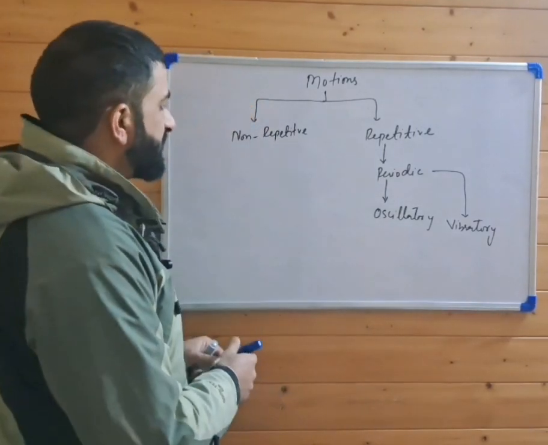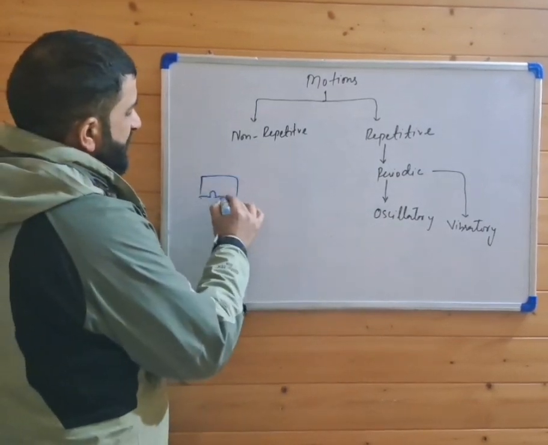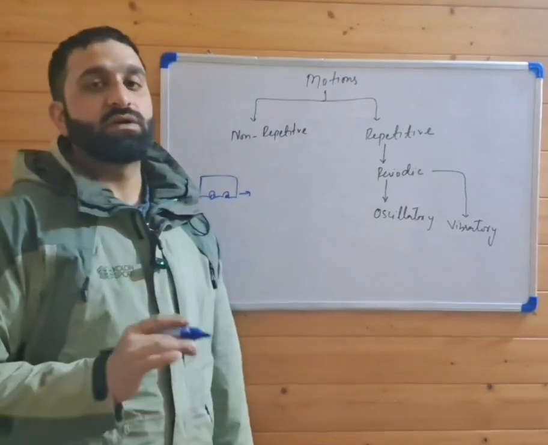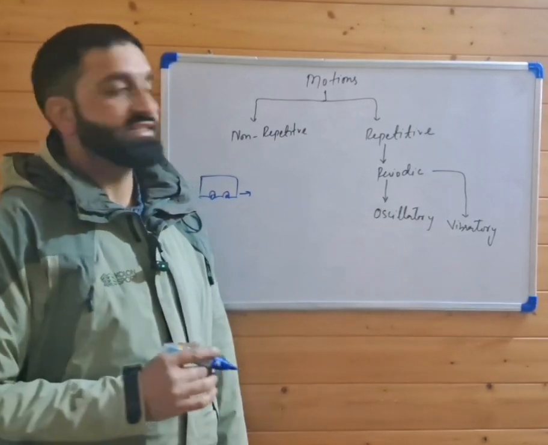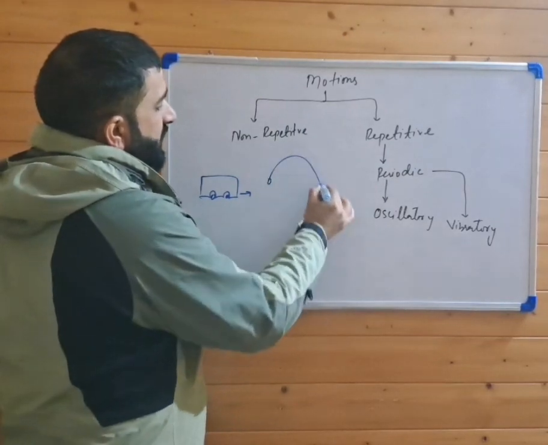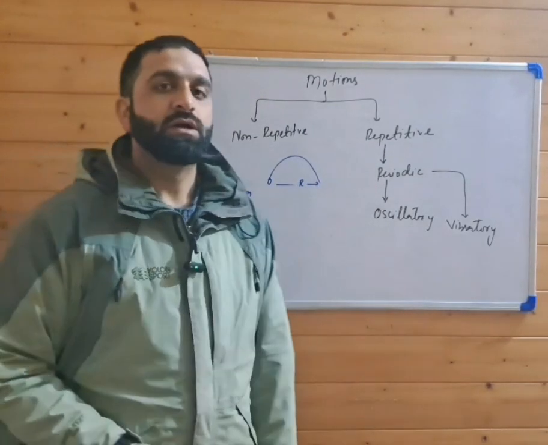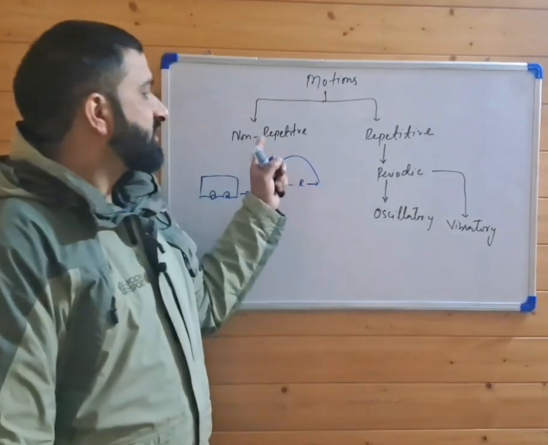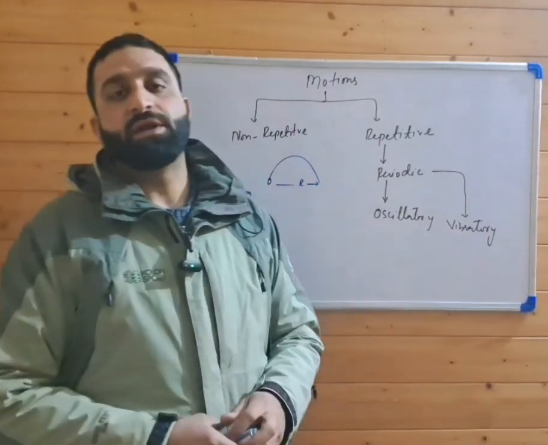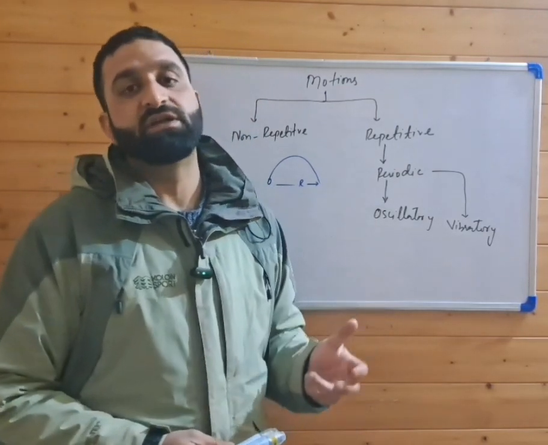Like if we take a rectilinear motion of a car, the rectilinear motion of a car is not a repetitive motion. It is a non-repetitive motion. Or if we talk of a parabolic motion, the parabolic motion is also not repetitive motion, it is non-repetitive motion because it doesn't repeat itself. Repetitive motions are those types of motions which repeat themselves.